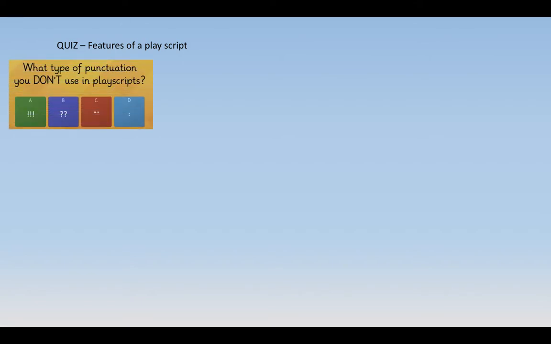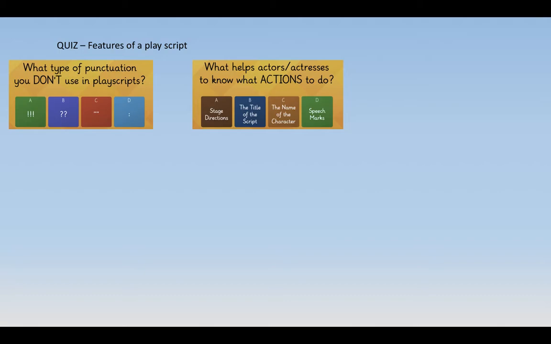Number 1, choose A, B, C or D. What type of punctuation you don't use in play scripts? Is it A, exclamation marks, B, question marks, C, speech marks, or D, colon? Number 2, what helps actors or actresses to know what actions to do? A, stage directions, B, the title of the script, C, the name of the character, or D, speech marks.